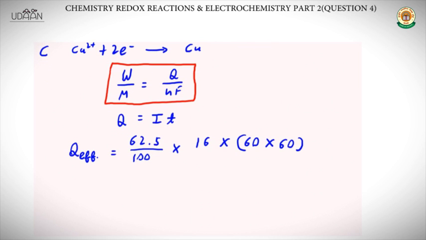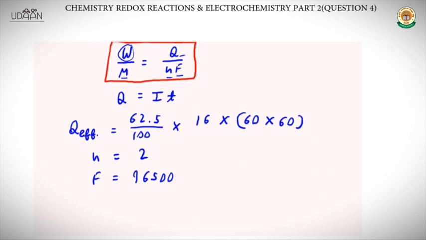Now N for the process is 2, as 2 electrons are being exchanged. Now we know the value of F, which is 96500. We know the values of F, N and Q, and we need to find W. But what about the value of M?